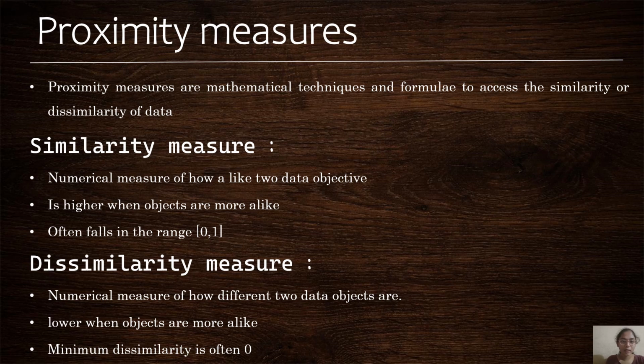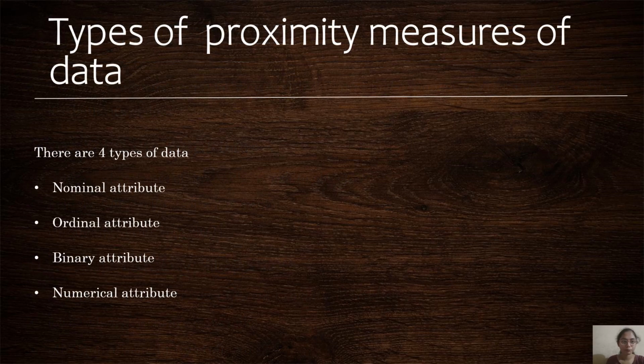Proximity measures are defined as mathematical techniques and formulae to assess the similarity or dissimilarity of data. Similarity measure: a numerical measure of how alike two data objects are; it is higher when objects are more alike, and often falls in the range of 0 to 1. Dissimilarity measure: a numerical measure of how different two data objects are; it is lower when objects are more alike. Minimum dissimilarity is often 0. In proximity measures of data, there are four types: nominal attribute, ordinal attribute, binary attribute, and numerical attribute.